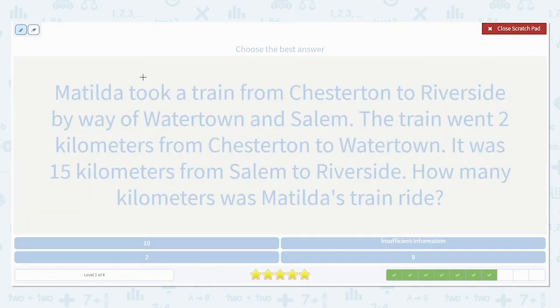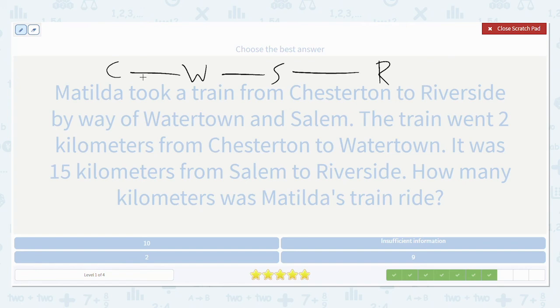Here's a similar question to the last one. Matilda took a train from Chesterton to Riverside by way of Watertown and Salem. So again, we can set it up the same way that we did before. Start in Chesterton, end in Riverside, along the way, Watertown and Salem. And then we can represent the distances for each part.